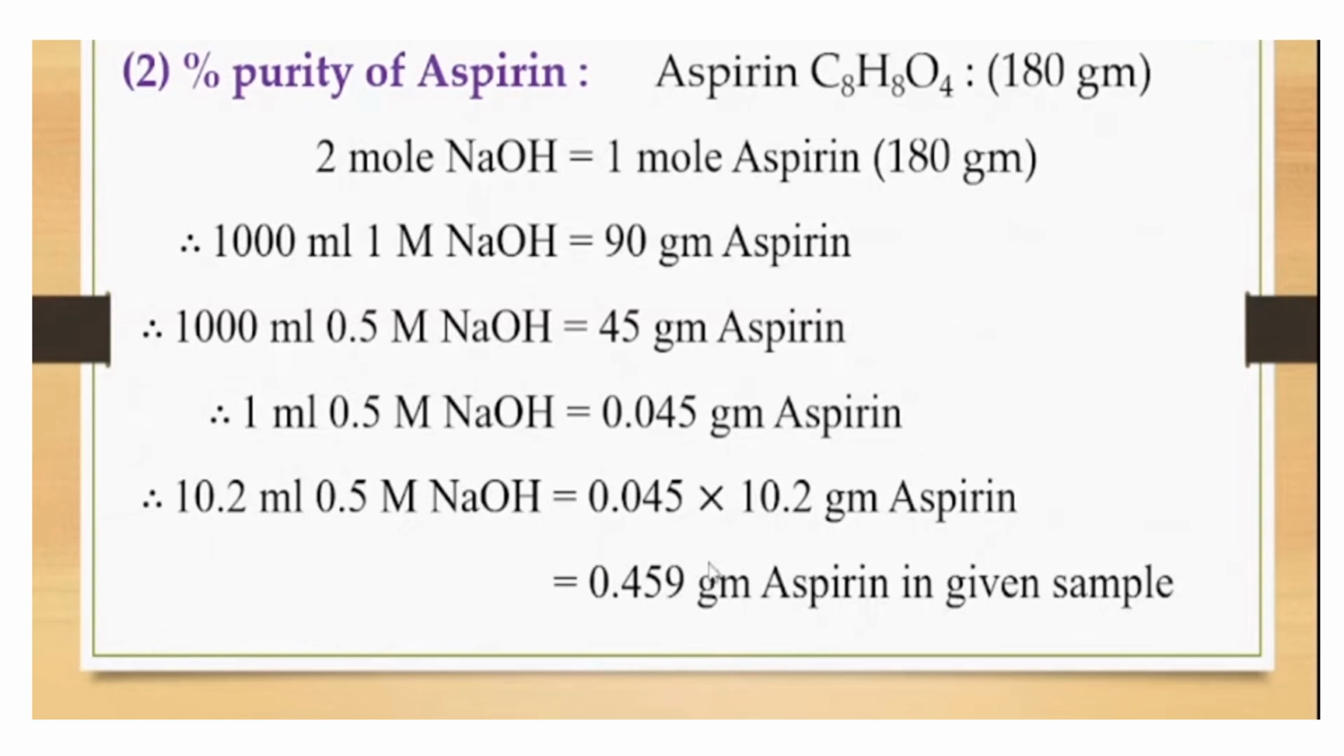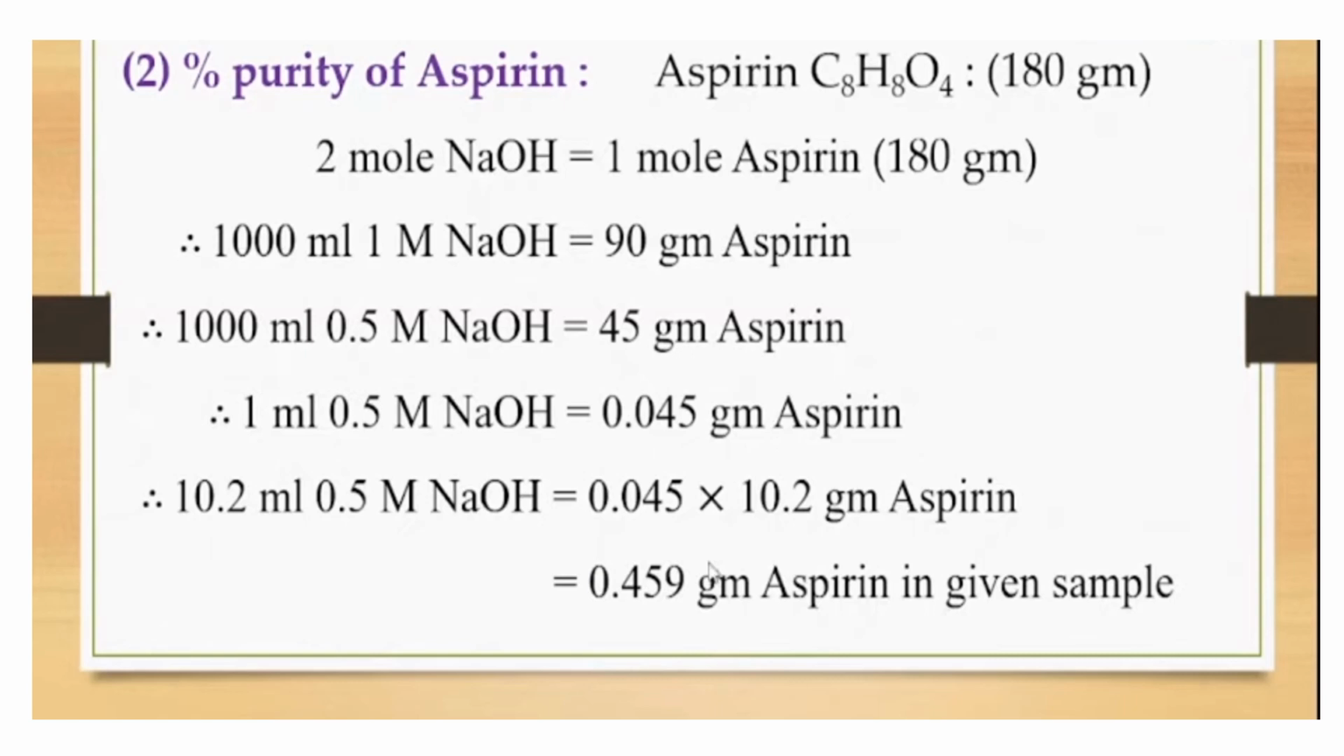So 1 liter of 1 molar sodium hydroxide requires 90 gram of aspirin. You have to decrease by half because of the 1 to 1 mole ratio, so 1 to 1 becomes 90. Now if you decrease the molarity of sodium hydroxide to 0.5, the amount of aspirin decreases again by half, that is 45 gram. So 1 ml of 0.5 molar sodium hydroxide is equivalent to 0.045 gram of aspirin.